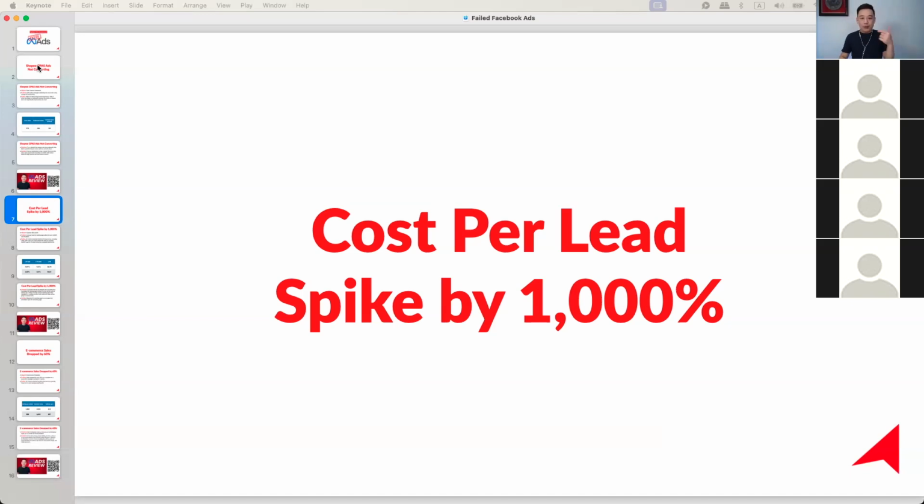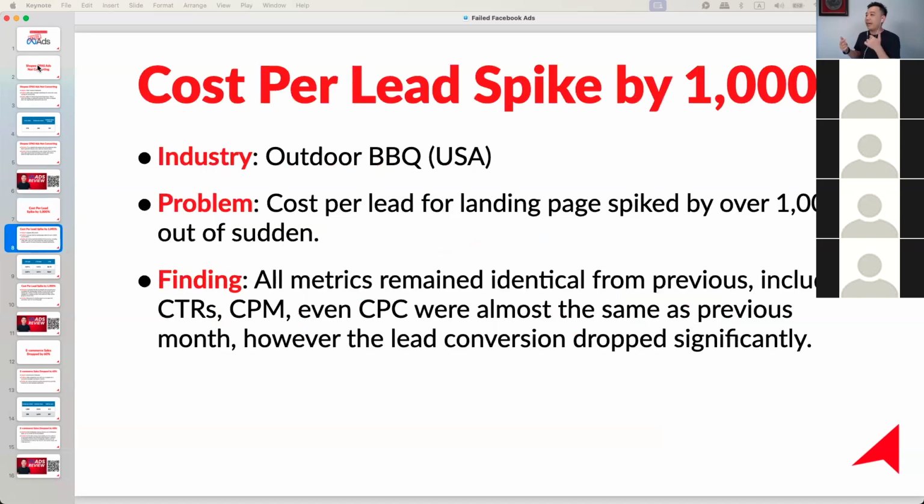Now, let's put it this way. For this case, this is a very classical case. This is actually driving people to the landing page, so this is not a lead form per se. First thing first, this is a company that sells outdoor BBQ equipment in the US. Outdoor BBQ equipment is really a thing, especially now that we're entering the summer. They really have a lot of activity selling these things. So yeah, that's what happened.